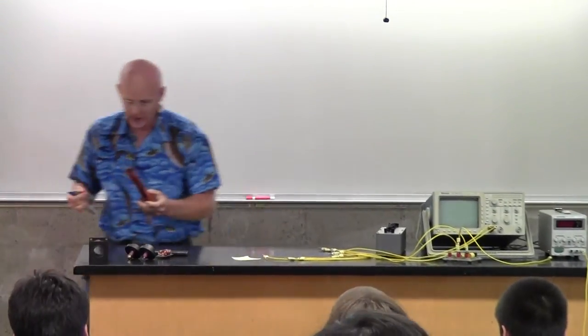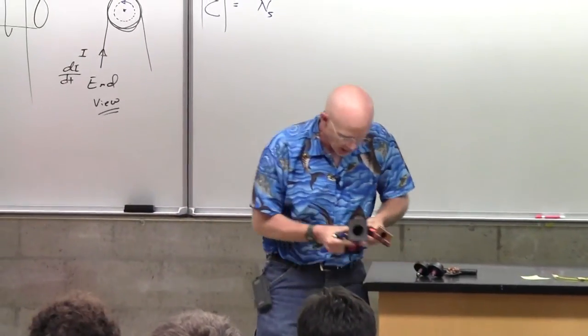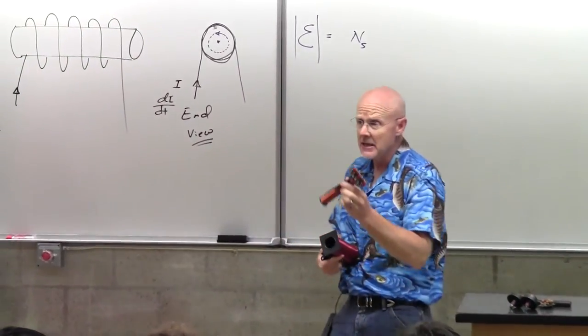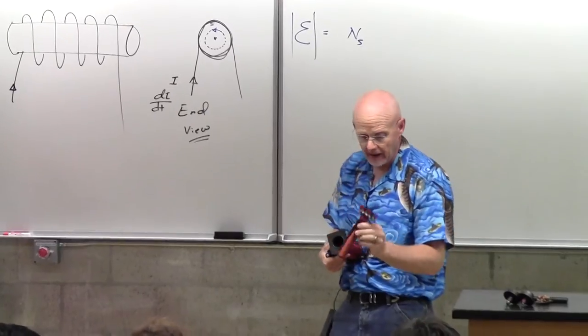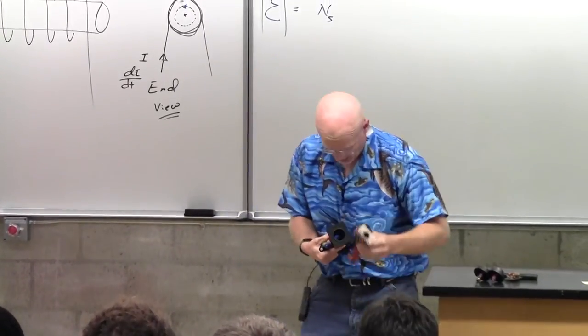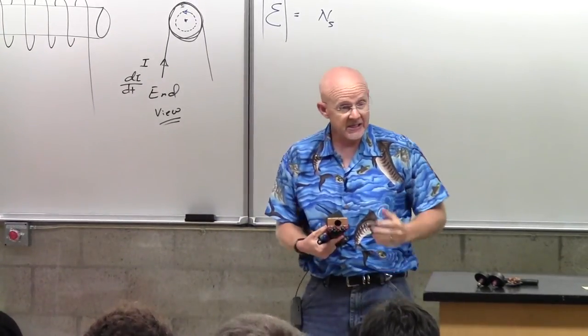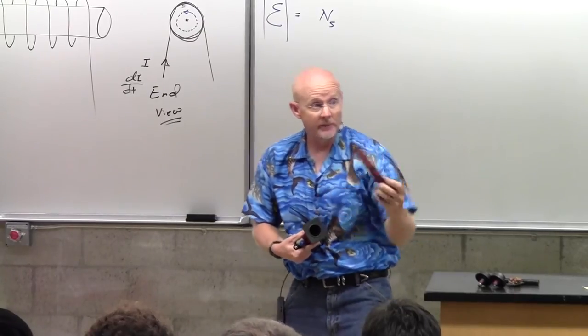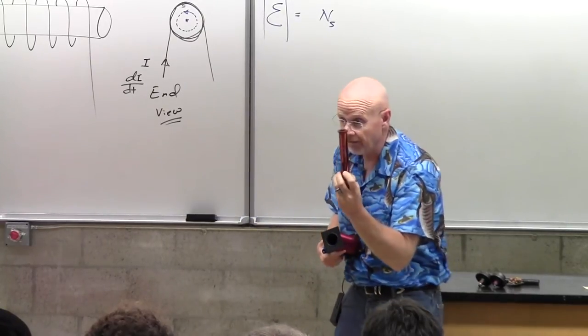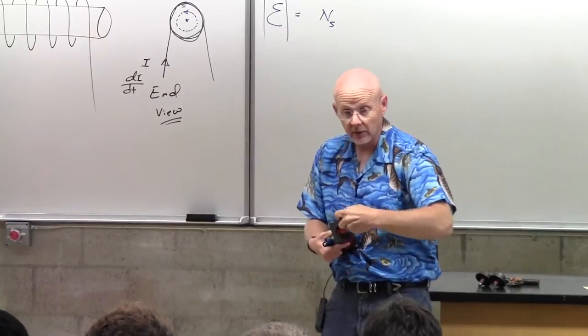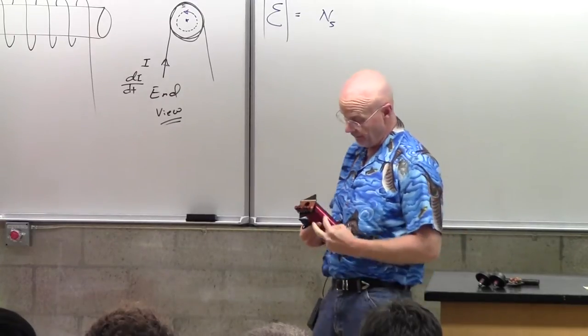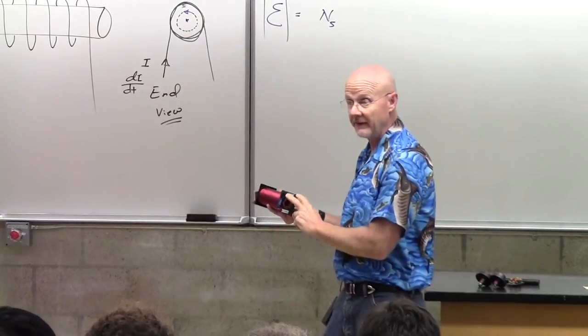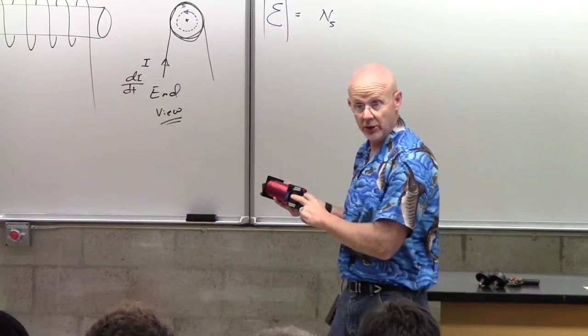Probably shouldn't take too much apart because I've got to put it back together here. But let's say this is the secondary. Now this has 180 turns. If I were to place that inside, my question would be, do I get an EMF in here? And I would say, well, yeah, an EMF if you have a change in current in your primary.